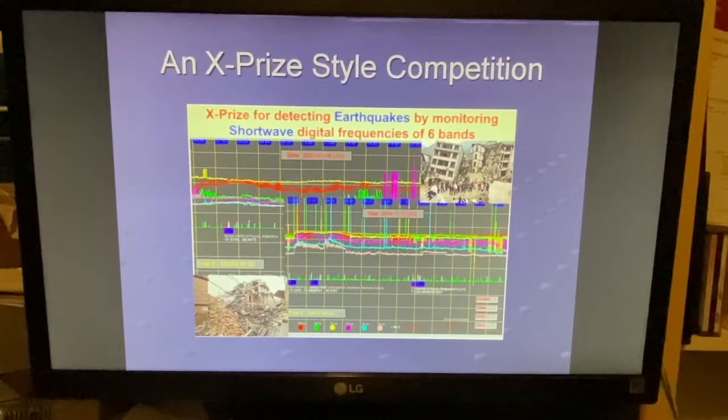And here we have something that we're organizing. We're organizing an X-style prize as a competition for recording earthquakes via shortwave radio. We understand that there's a lot of hesitation and reluctance to accept the fact that earthquakes create propagation. So we want to create an X Prize, depending on how much money we collect. It's going to go to the university that can first build an RF seismograph and prove that it is actually working and detecting earthquakes. And that's our X Prize.